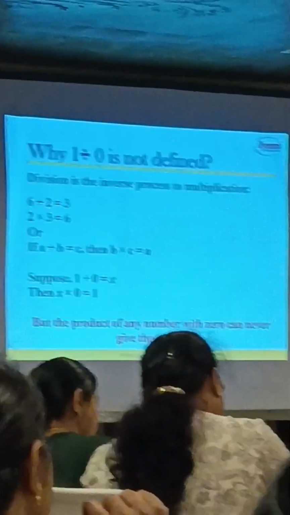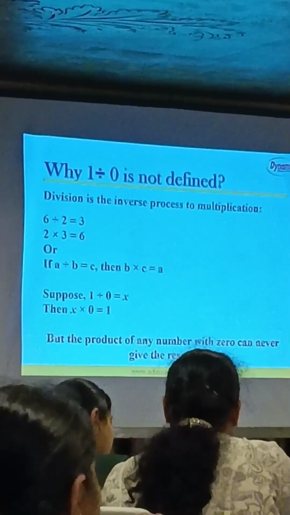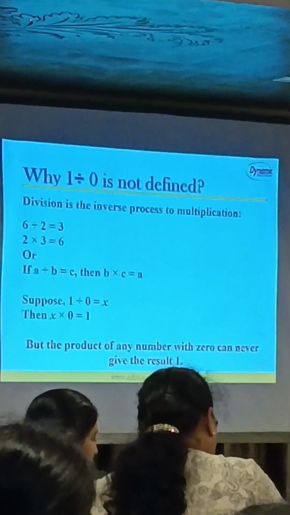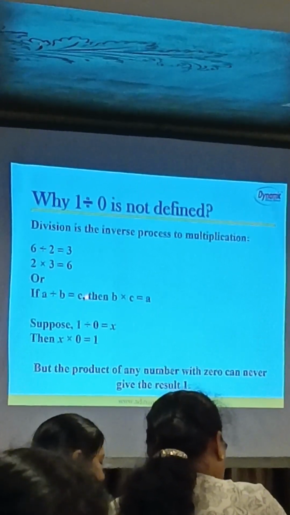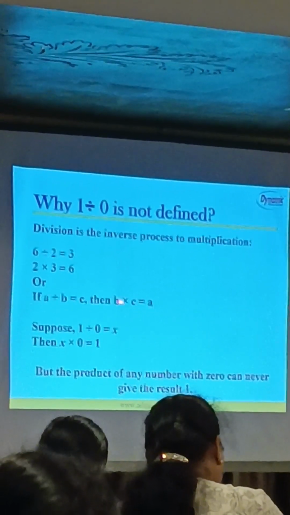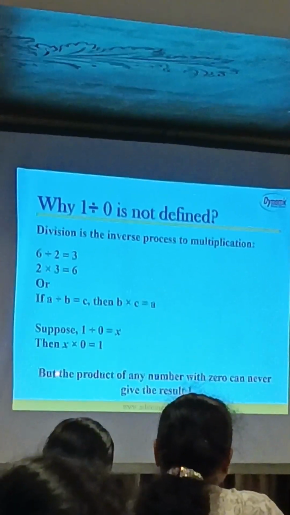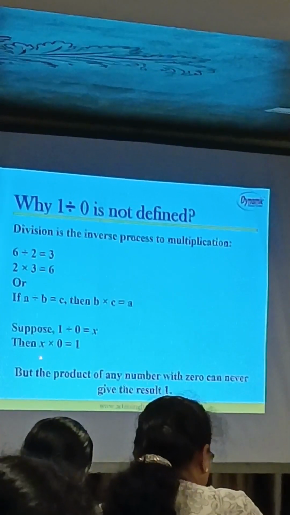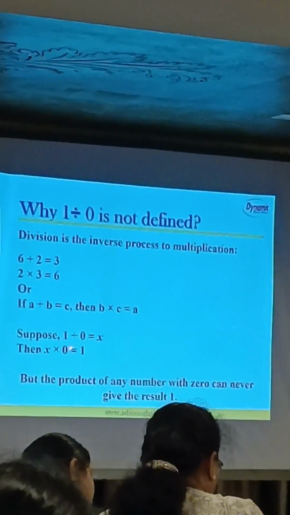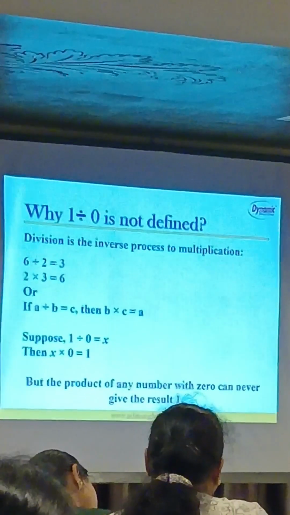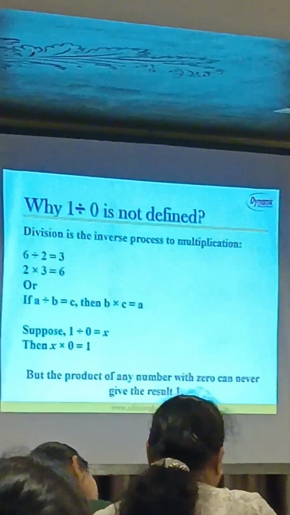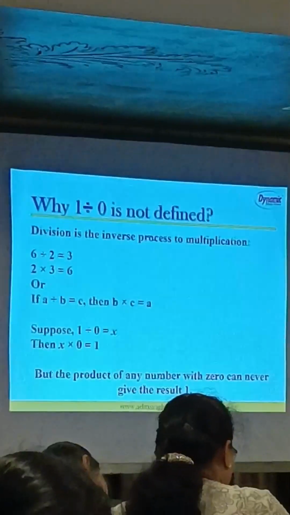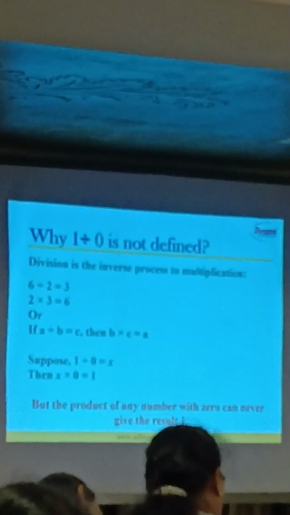Similarly, division is the reverse process of multiplication. So 6 divided by 2 is 3, that means 2 into 3 is 6. Or in general, A divided by B is C, that means B into C is A. So let's say 1 divided by 0 is X. That means X into 0 is 1. But there is no such number which when multiplied by 0 gives me 1. So therefore this X does not exist. Right? That makes more sense.